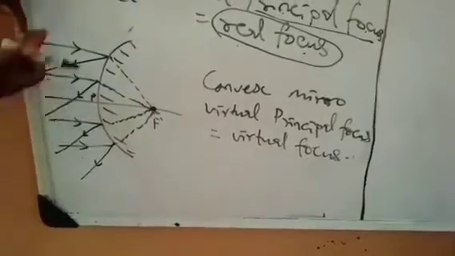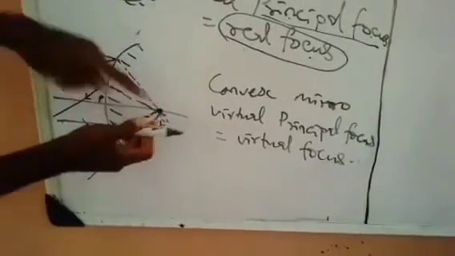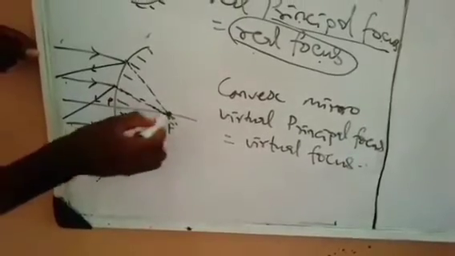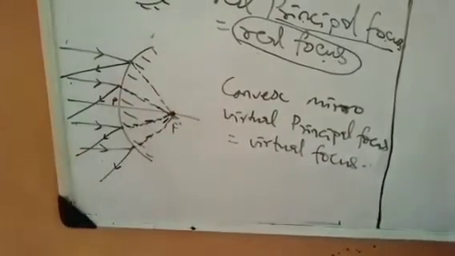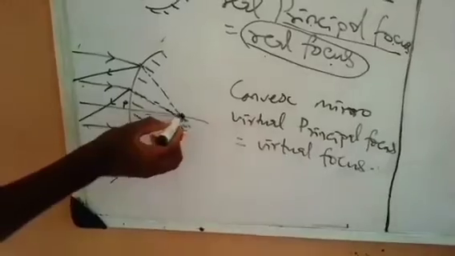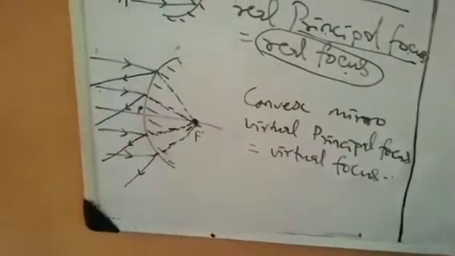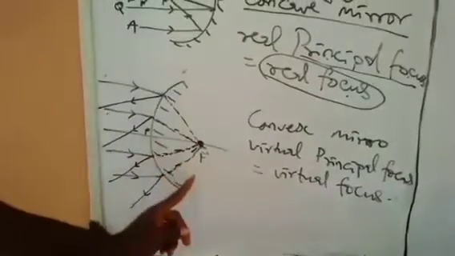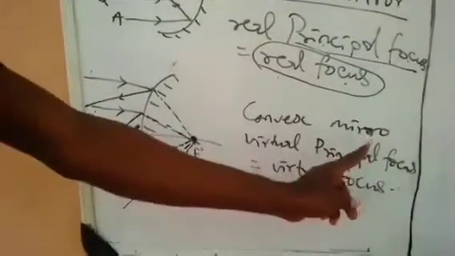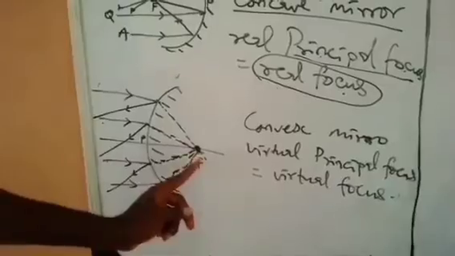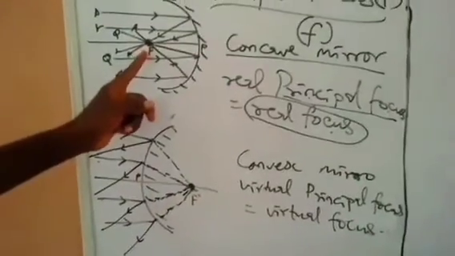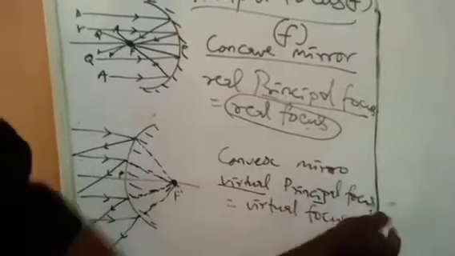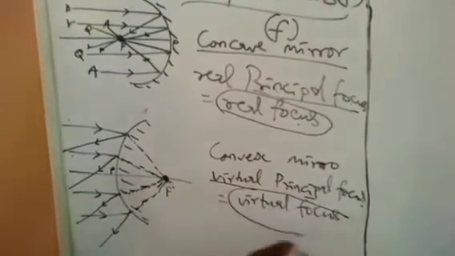You notice that these rays of light didn't get to the principal focus, but we can produce the imaginary rays backwards into the sphere, and then we allow all of them to meet at the focus, which ordinarily they should if they had the opportunity to come inside. So when you look at the focus of a convex mirror, you notice that rays of light didn't get to it, unlike that of the concave. And so we refer to it as a virtual principal focus. It is called a virtual focus.